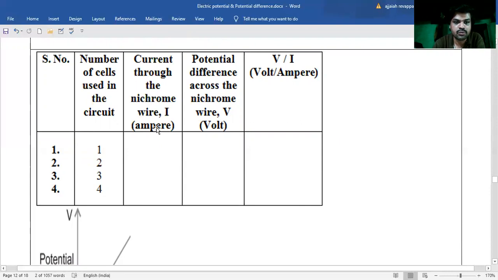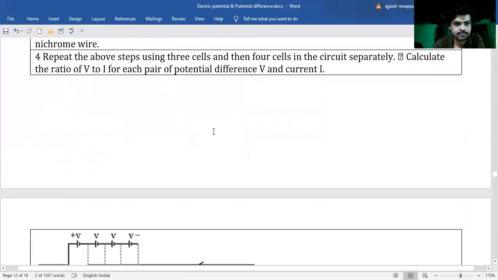Current through the nichrome wire. How much current is flowing through the nichrome wire? That is the ammeter reading. You are going to note it down here. And the potential difference across the nichrome wire, that is the voltmeter reading. You are going to note it down here. Fine. Next, what?